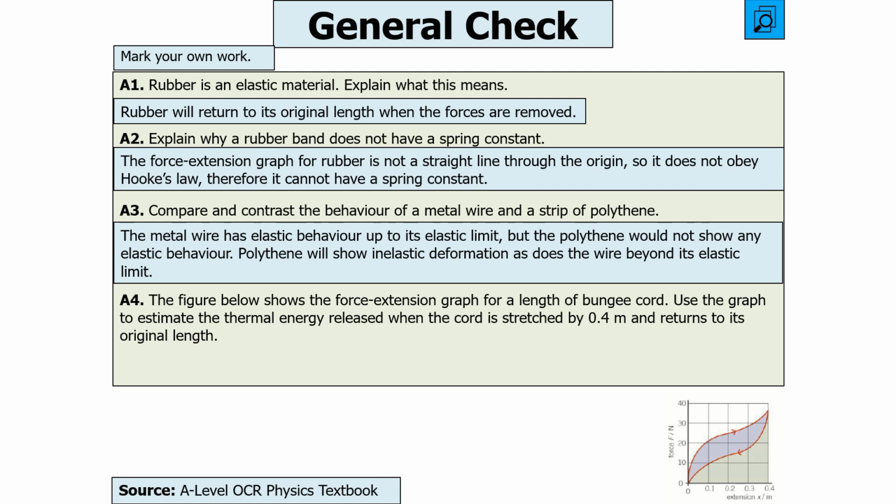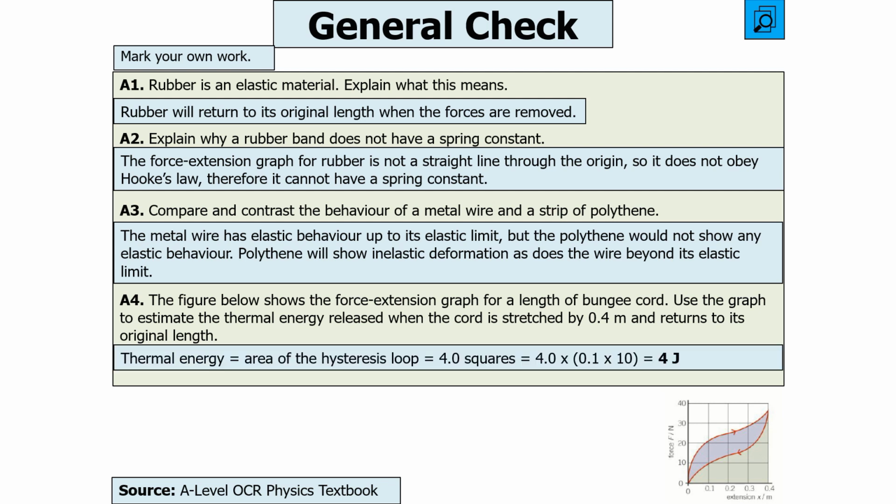Now the next one, how can you work out the thermal energy release? Well, the thermal energy release is the difference between the areas from the loading graph to the unloading graph. So it's the area of that hysteresis loop, the process by which energy is lost as thermal energy, which is called hysteresis. So here you can count approximately that between the two lines there are 4 squares. Now each square is worth 1 joule because it's 0.1 on the x-axis times 10 on the y-axis, so it's 1 joule. So it's 4 times 1, which is 4 joules.